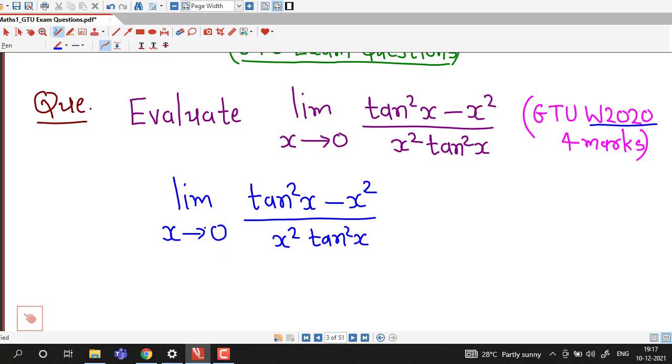We can check by taking x equal to 0 in the numerator. If we put x equal to 0 in the numerator, we have tan square 0 minus 0 square, that is 0 minus 0. So the numerator approaches 0 as x approaches 0. Similarly, if we take x equal to 0 in the denominator, we have 0 square into tan 0, that is also 0. Therefore we have a 0 by 0 type indeterminate form here.